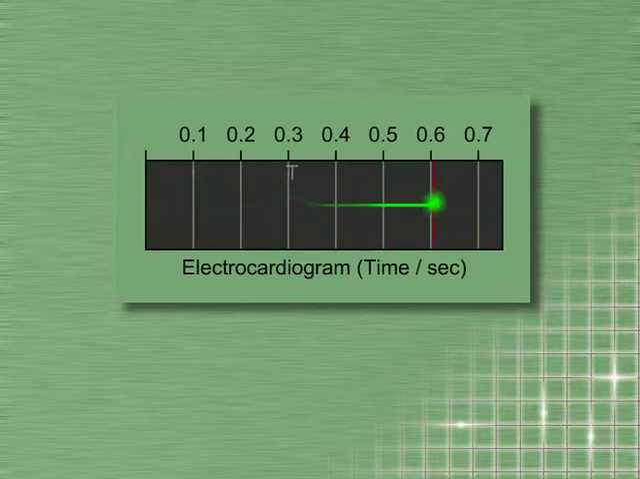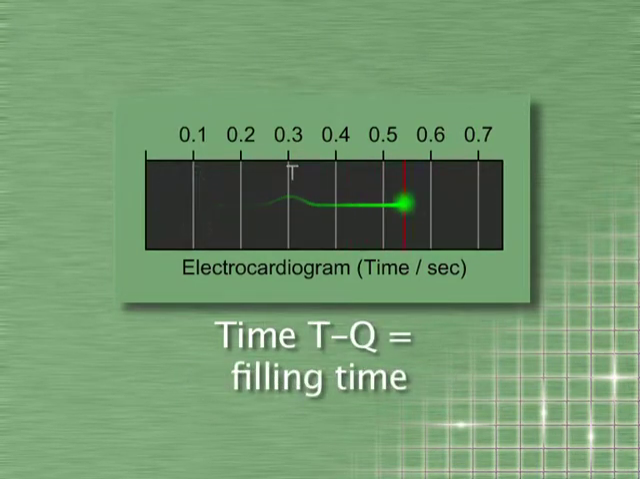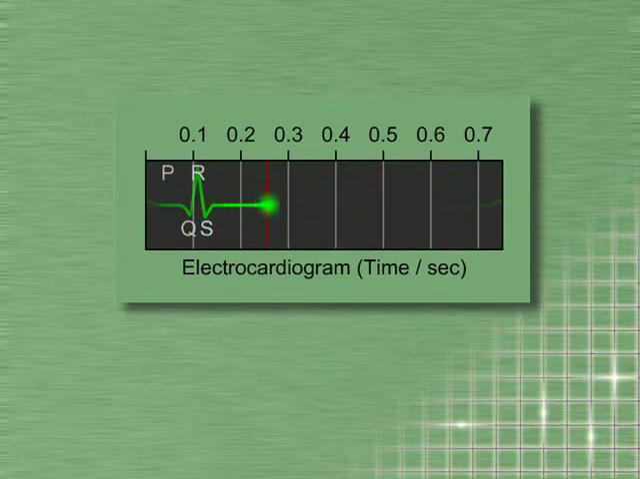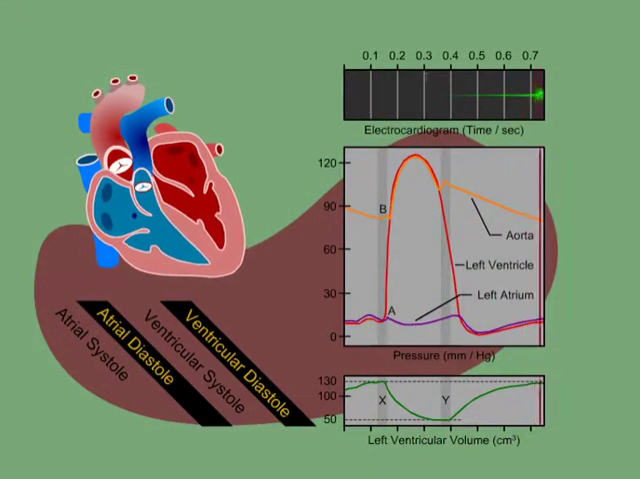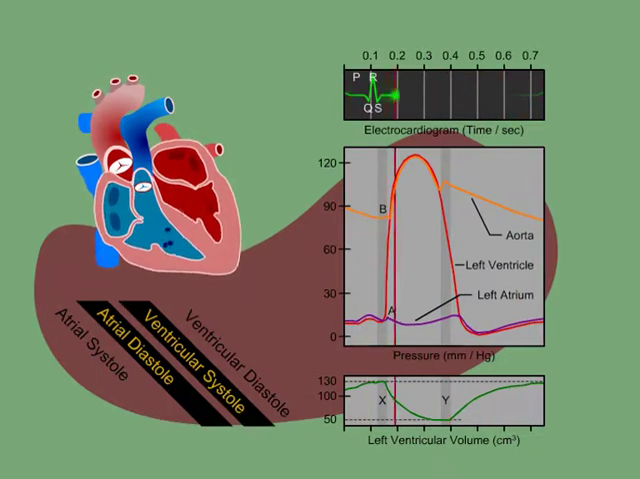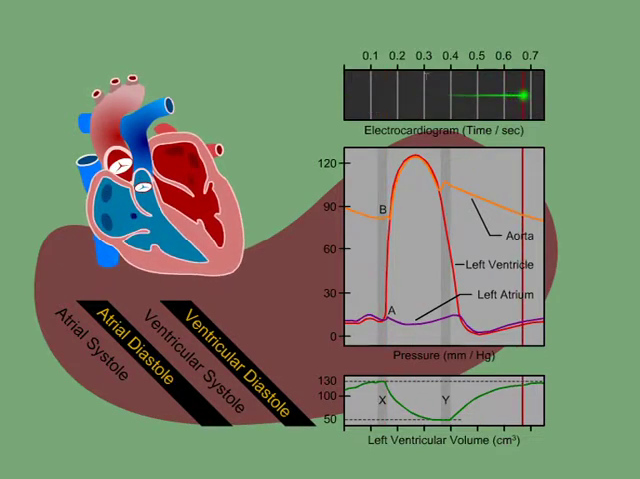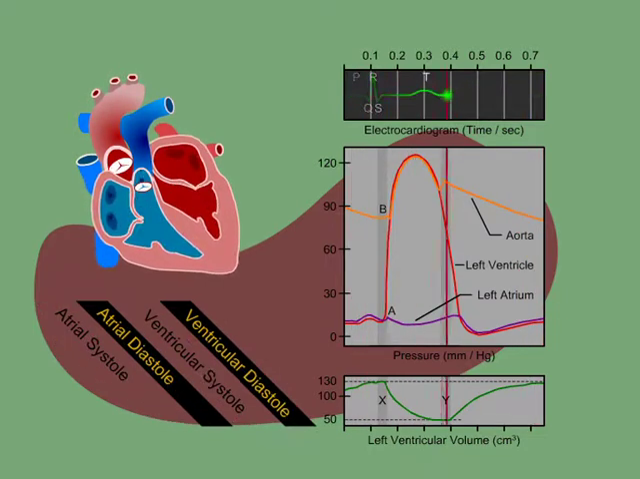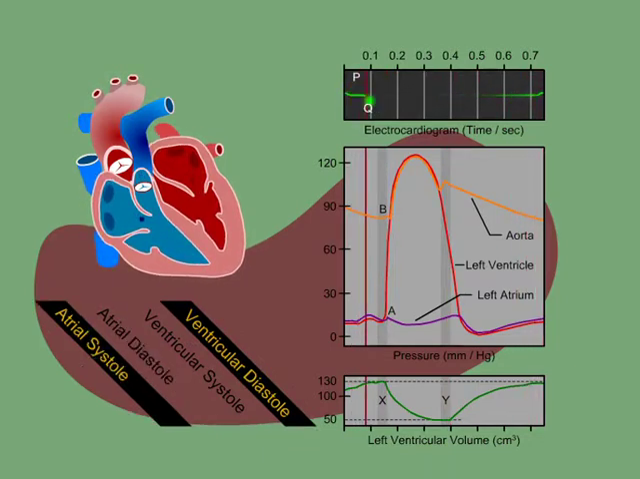Notice that there is a time scale on the x-axis. The time QT is the contraction time, and the time interval between T and Q is the filling time. The time from P to P shows the duration of one beat. If we divide 60 seconds by the time for one beat, we can calculate the heart rate. Here, one cycle, or beat, takes 0.75 seconds. So the heart rate is 60 over 0.75, which is 80 beats per minute.